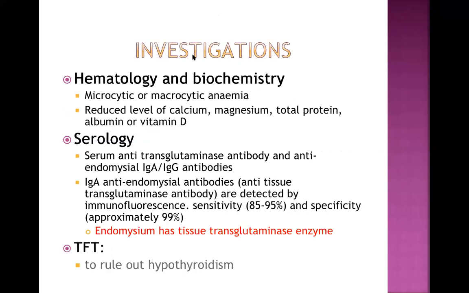Now, what are the investigations you would like to do? Let's start with hematology and biochemistry. Microcytic anemia or macrocytic anemia, both can occur. Microcytic anemia is because of iron deficiency anemia, which is very common in celiac disease because iron is also not going to be absorbed. Whereas macrocytic anemia is because of vitamin B12 and folic acid deficiency. So any type of nutrients are not going to be absorbed, because of the damage of villi. So all these types may occur in this condition. There may be reduced levels of calcium, magnesium, total protein, albumin, or even vitamin D. The same reason can be given.